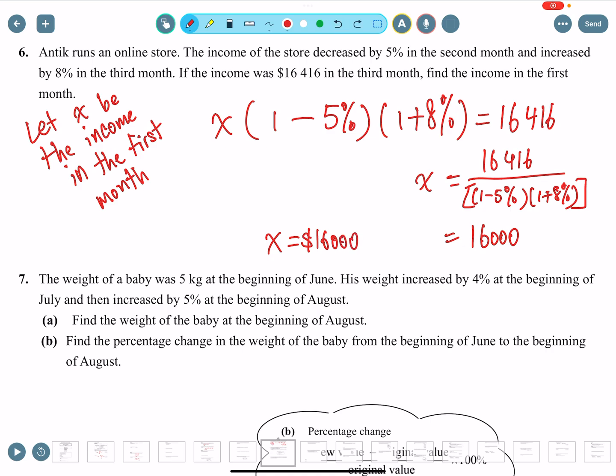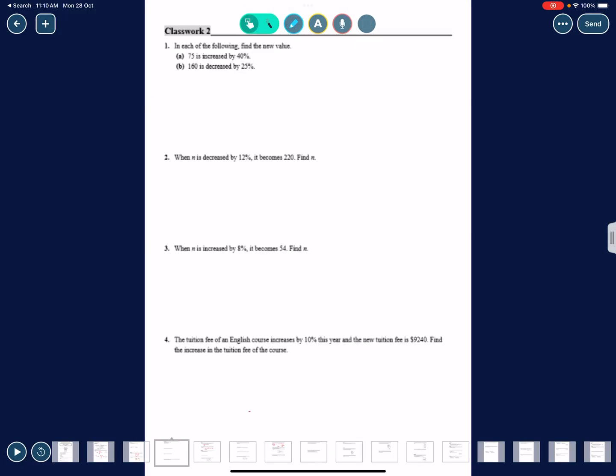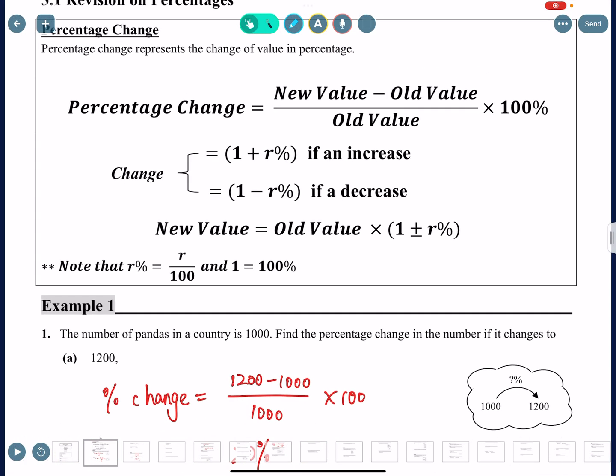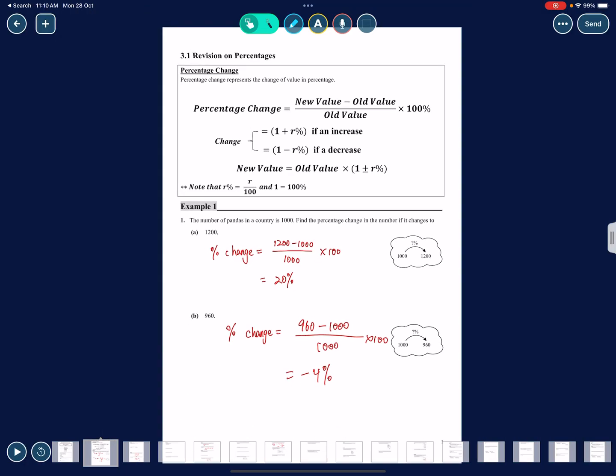All right, I think that's everything you need to know for this chapter, the most important ones. There are 3 in total. First one is percentage change, second one is finding the new value, and the third one is finding the old value, where you have to use the unknown.